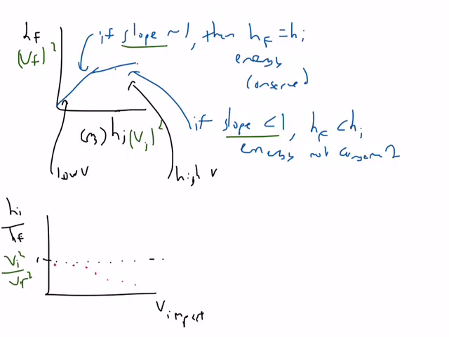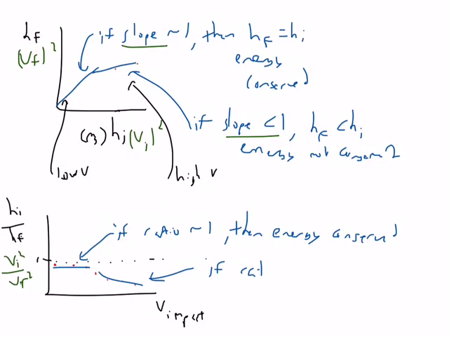And so if the ratio is about 1, then energy is conserved. I hate writing on iPads. And then here, if the ratio is less than 1, then energy is not conserved.